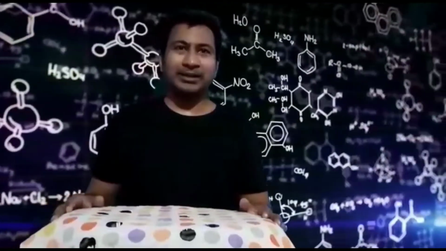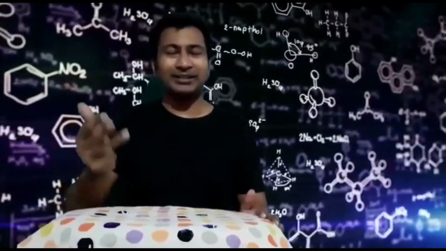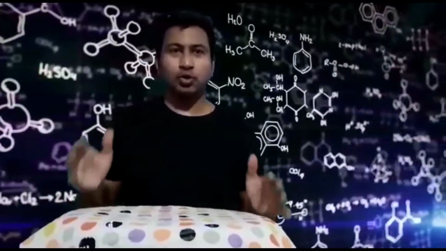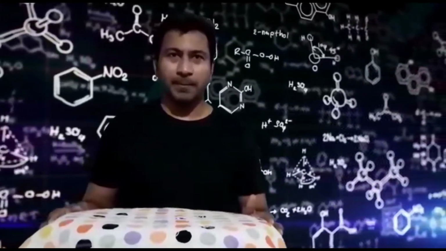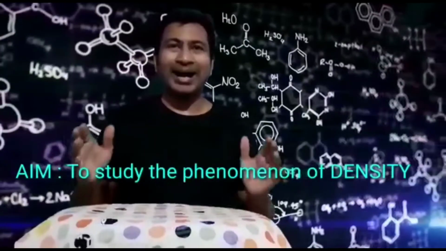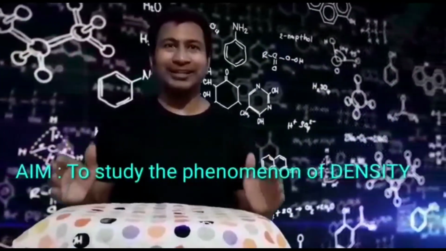In a typical experiment, there are 5 basic things: the aim, the apparatus, the method, the observation, and finally the conclusion. We will follow all these 5 major things and do the first experiment. My basic experiment for today is to identify, to study the density.